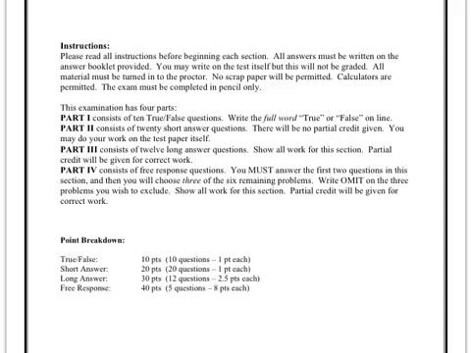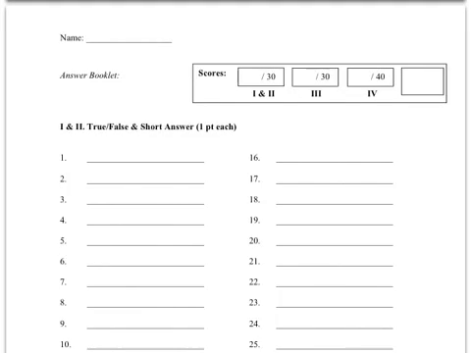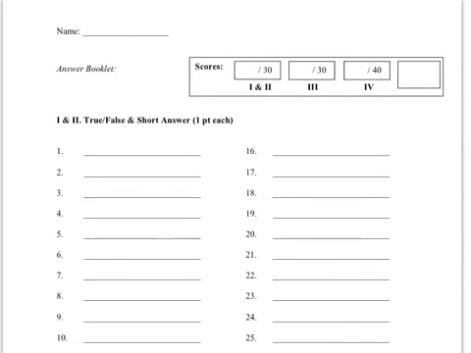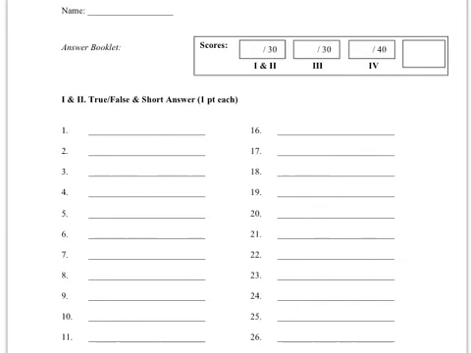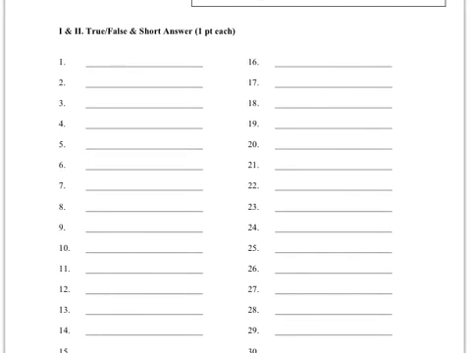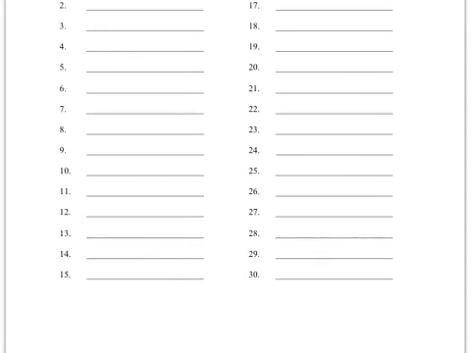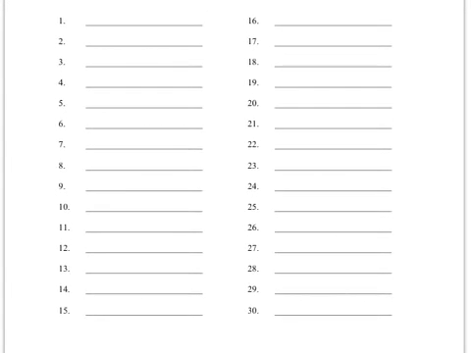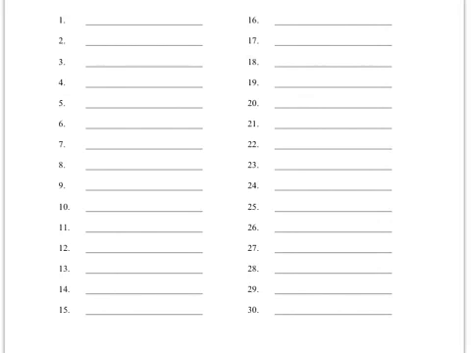All right, so I'm going to show you what the answer booklet looks like now. The first page of your answer booklet looks like this. Your score is going to be recorded in the top, and that's for me to write in. So sections 1 and 2 are 30 problems. For numbers 1 through 10, I'm just going to see the words true or false. Numbers 11 through 30 are just going to be your short answer. You're just going to write your answer on the line.